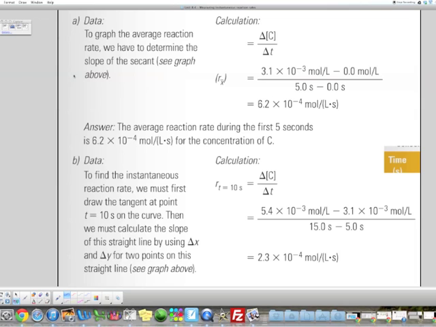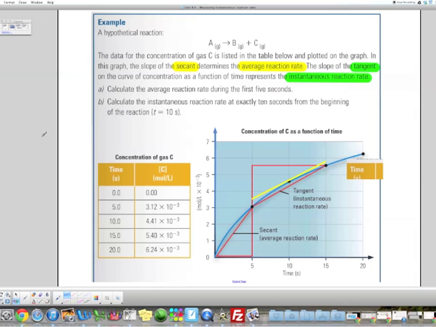That's pretty easy. Actually, you don't really need to draw the secant. You just pick the points directly on the graph. They wanted the first 5 seconds, so time 0 and time 5 are your limits. So you just read right off the graph what the two concentrations are.